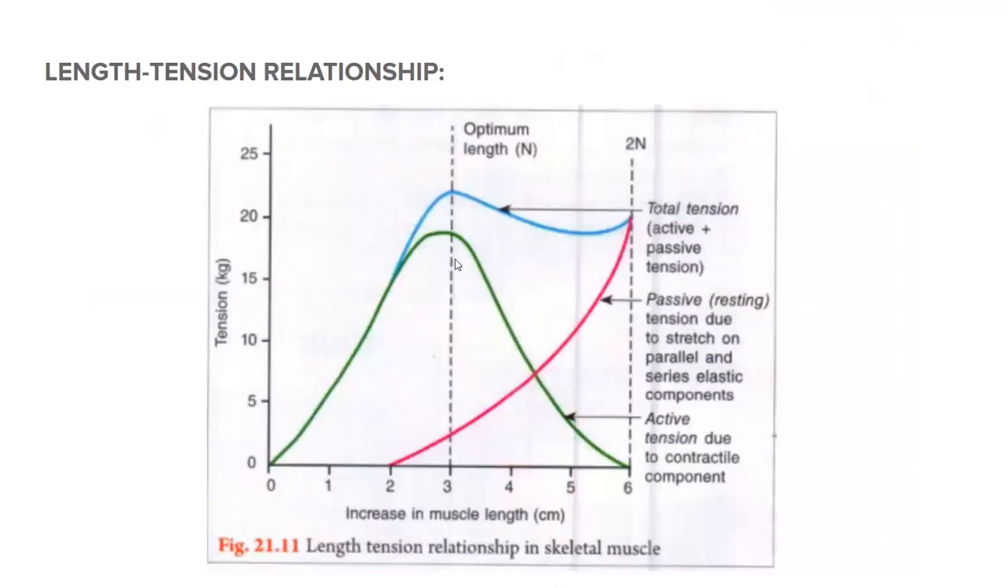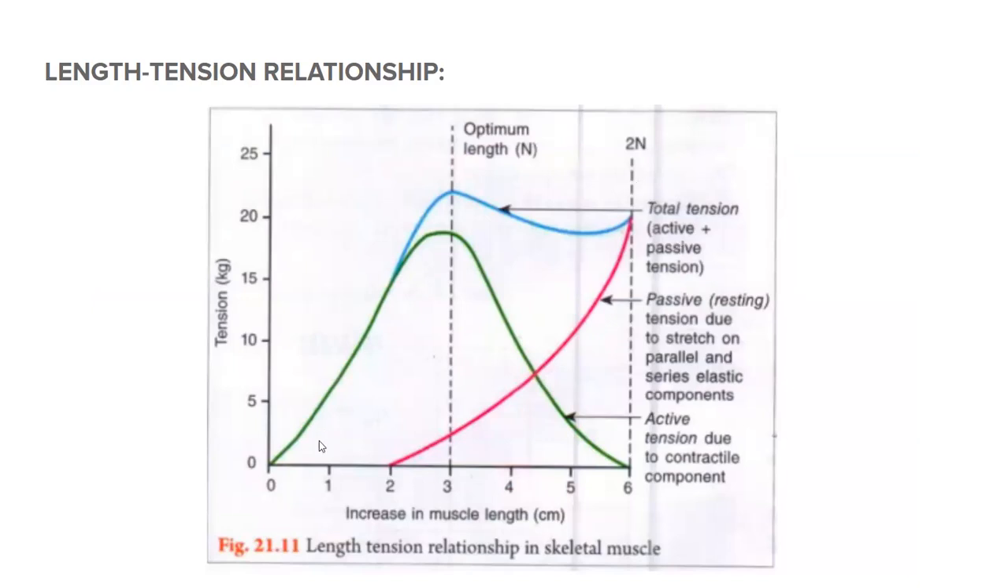So this is with relation to tension. This is the contractile component. This is the elastic component. This is the total tension. What is total tension? This is active plus passive tension. What is active tension? This is the contractile component, tension created in the contractile component. What is passive tension? This is the elastic component.